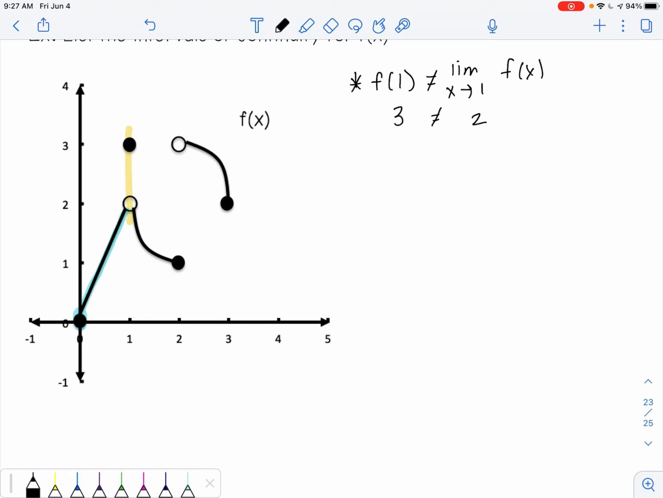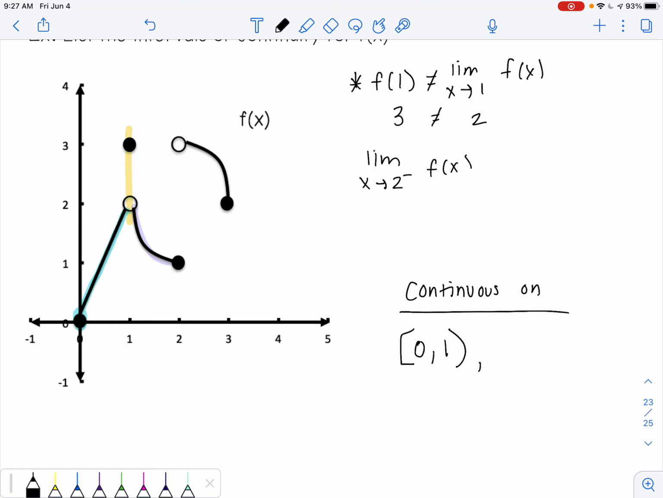So we're going to be continuous on this open interval, closed circle to open circle. So we are continuous on, we have 0 to 1, and then as we go into our next portion, since we're starting at 1, we're not including the 1 there.